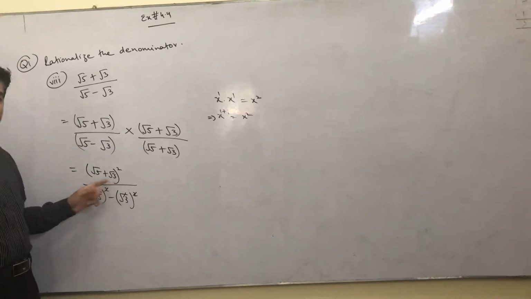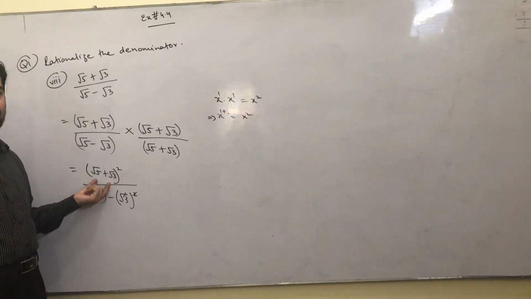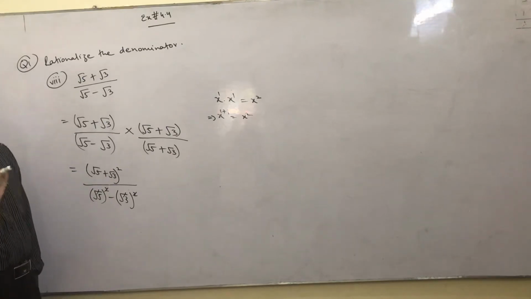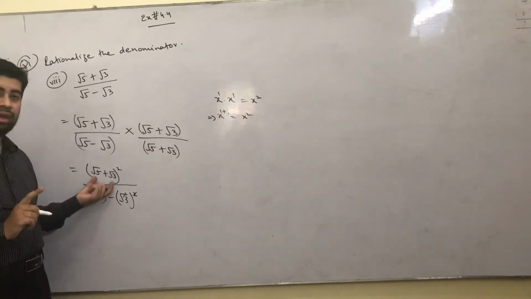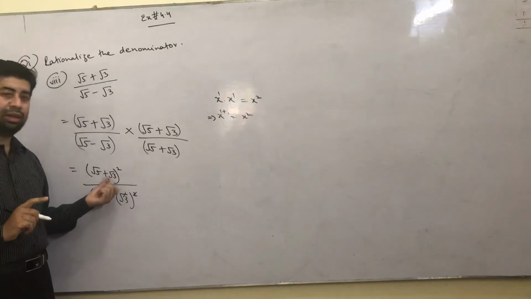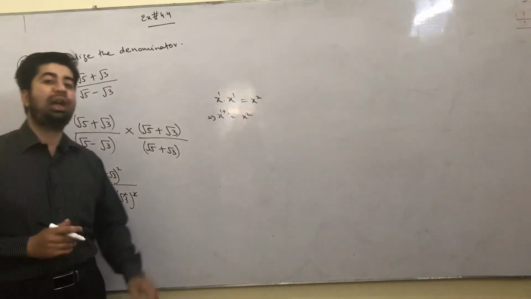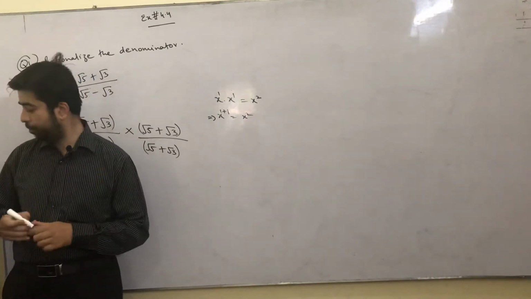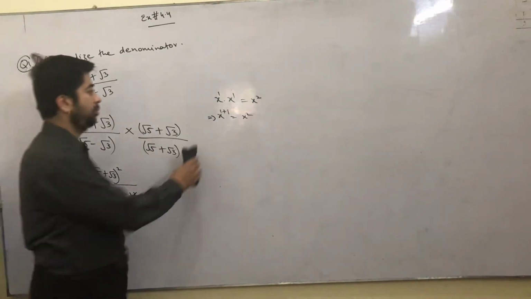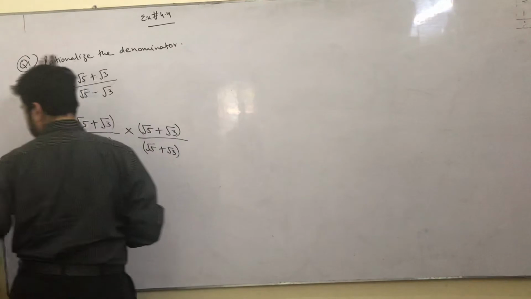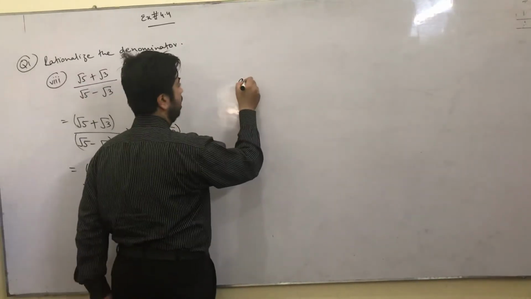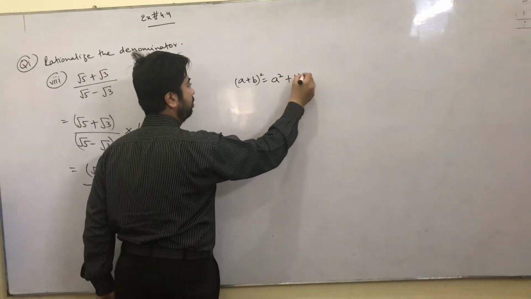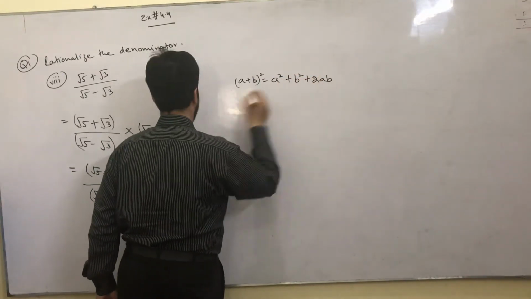But for this, which formula is going to open here? I can't write square root 5 plus square root 3 as square root 8. No, this is not true. This is a, this is b, and we are going to open the formula a plus b whole square. So what is a plus b whole square? Recall it. A plus b whole square is a square plus b square plus 2ab.